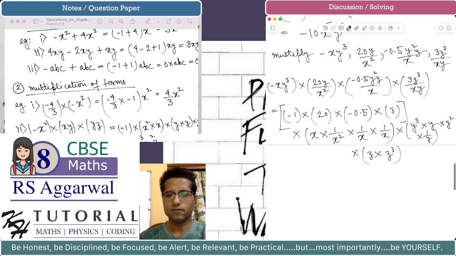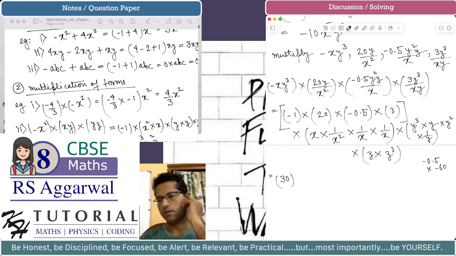Okay. Now, if we simplify the product of the coefficients, we have minus 60 into minus 0.5, which becomes 30. So 30 is the product of all the coefficients.